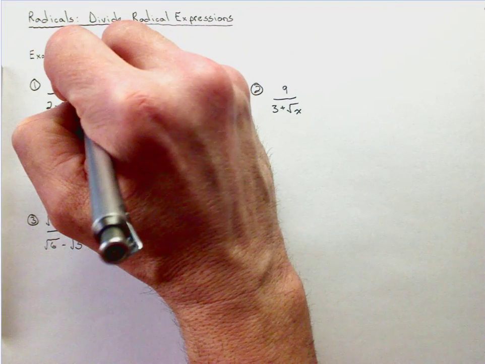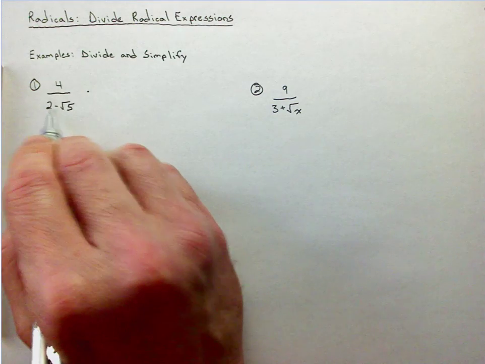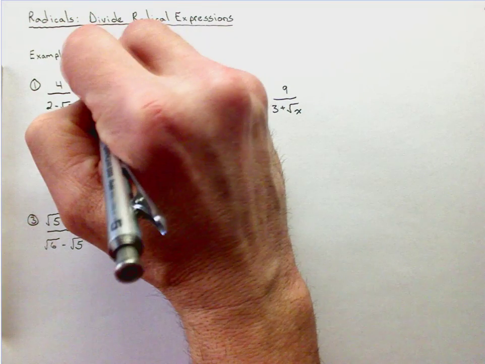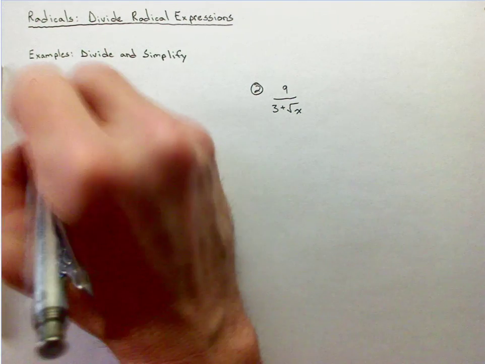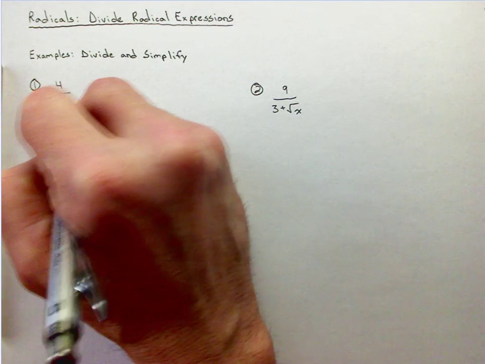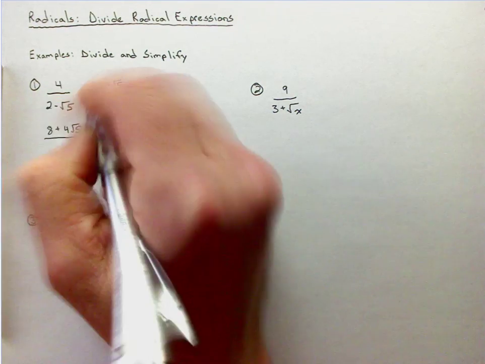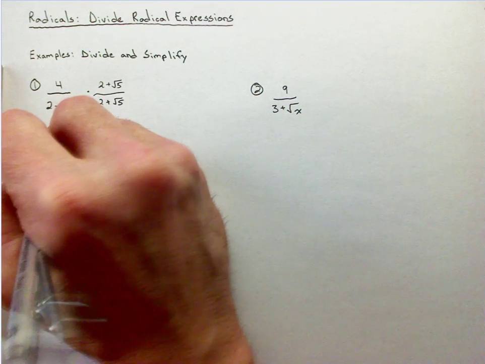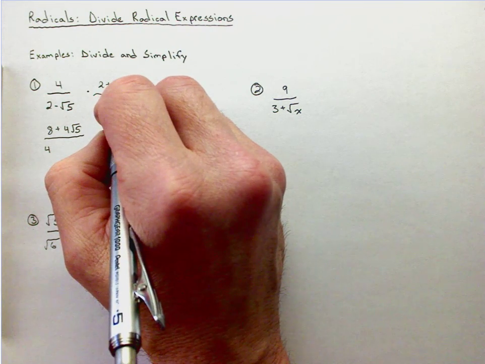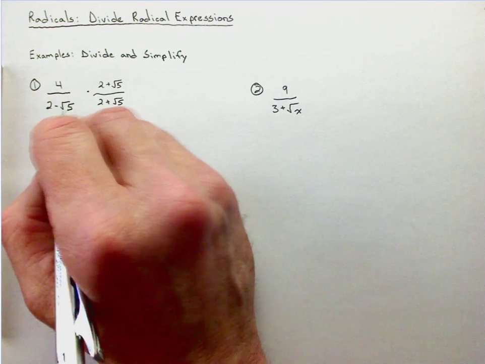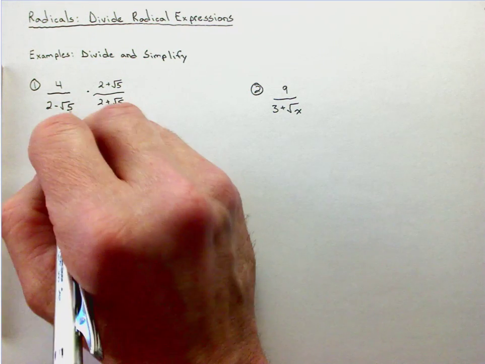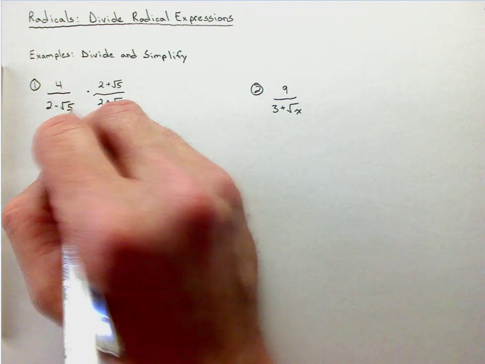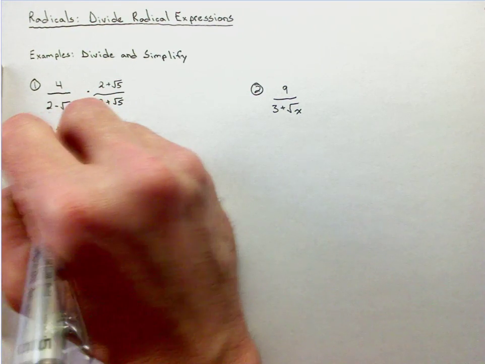Okay, I'm going to multiply through by the conjugate. The conjugate of this is 2 plus the square root of 5. So 2 plus the square root of 5, 2 plus the square root of 5. 4 times 2 is 8, and 4 times the square root of 5 is 4 square roots of 5. 2 times 2 is 4. 2 times the square root of 5 is 2 square roots of 5. And a negative 5 times 2 is a negative 2 square roots of 5. They cancel. So now I'm left with the negative square root of 5 times square root of 5, which gives me a negative 5.